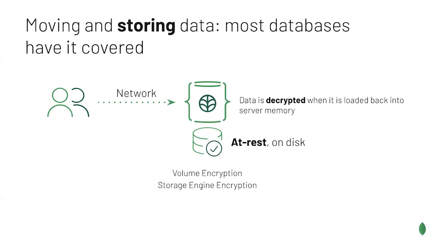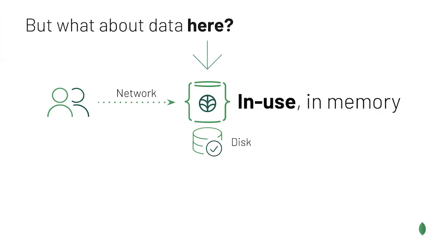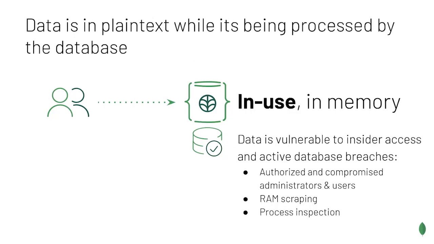When it comes to storing data, as we push it down onto disk and into backups, we can use things like volume encryption or storage engine encryption so that we can protect data at rest. But again, as that data is paged off of disk back into server memory, it's decrypted so it can be processed by the database. So hopefully what you're seeing here is a little bit of a gap. What about here, while data is in use, in memory, in an active database instance?